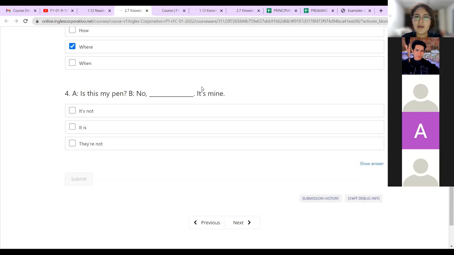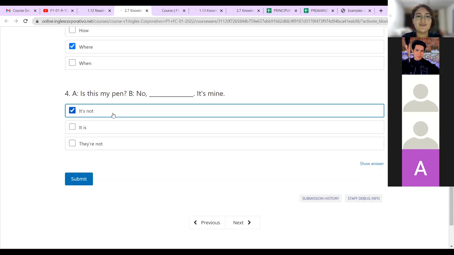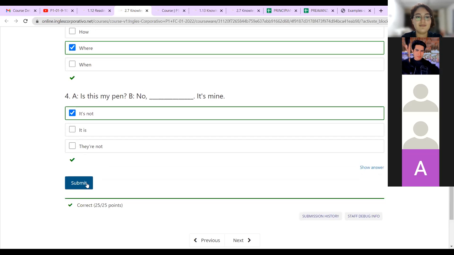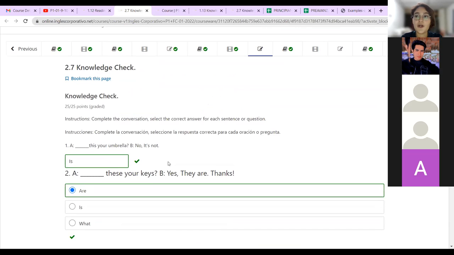And no, it's mine. So they're asking who it belongs to. De quién le pertenece. So is this my pen? No, and it says no. No, it's not. That's right. It's not. And you are correct. Están en lo correcto. Excellent.